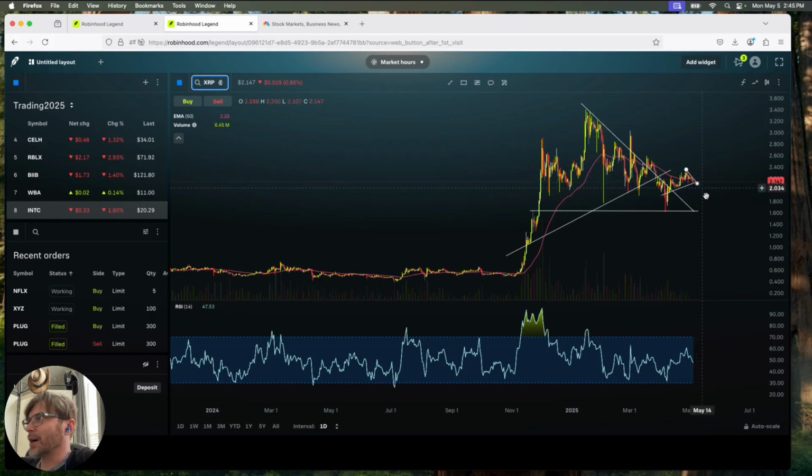Maybe, maybe not. If it comes down to this level right here, $1.64, definitely buying. Heck yeah, that's going to be a strong support. Somewhere $1.50, $1.64, and then if it comes down to $1.25, there's another support. So you get my drift. So that's kind of what I go off of.